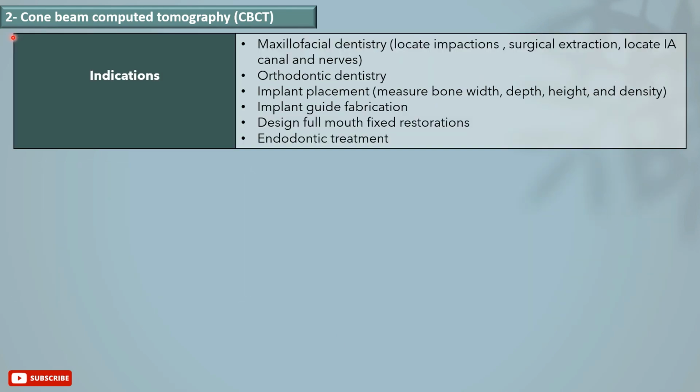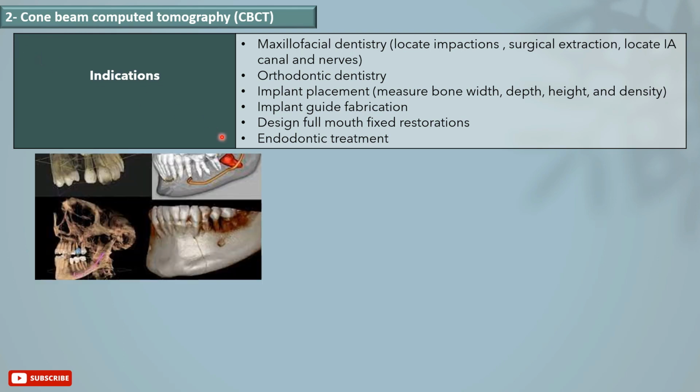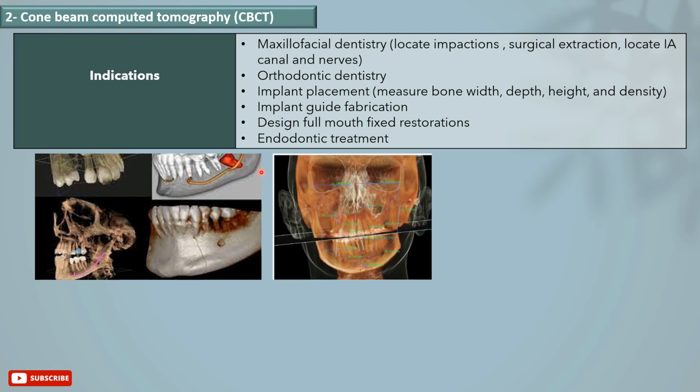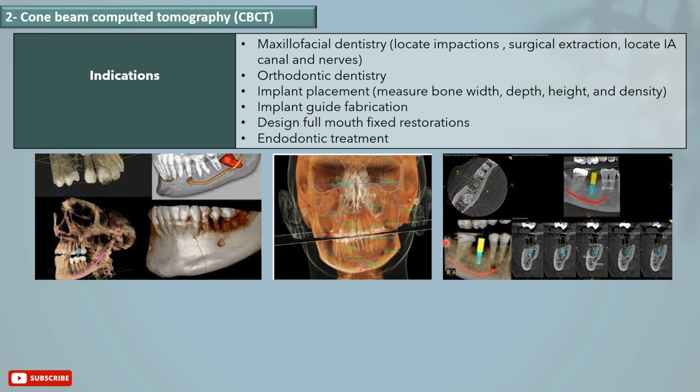CBCT is widely used in the dental field and most preferred over the conventional CT due to its multiple applications. You can use it to locate impacted teeth before surgically extracting them, because you can precisely know the position and the angulation of the impacted tooth. You can also locate the inferior alveolar nerve and canal to avoid injury. You can use it before orthodontic treatment planning, and you can use it before implant placement.